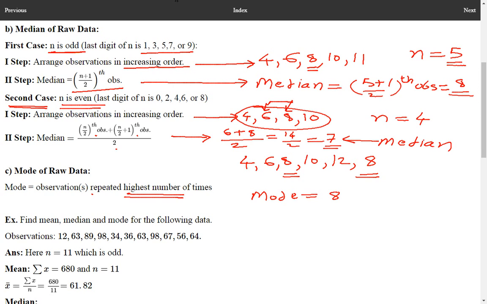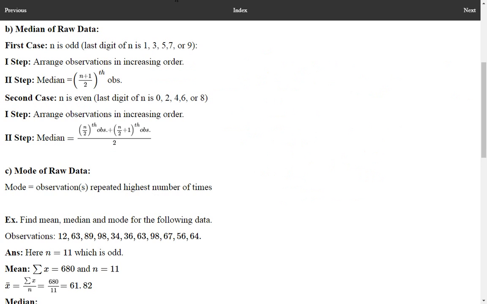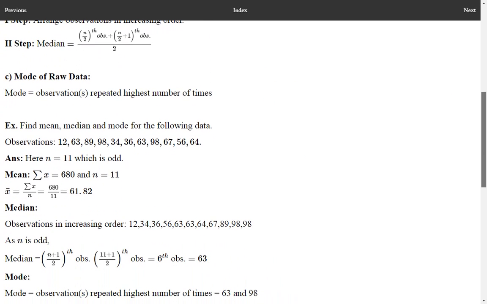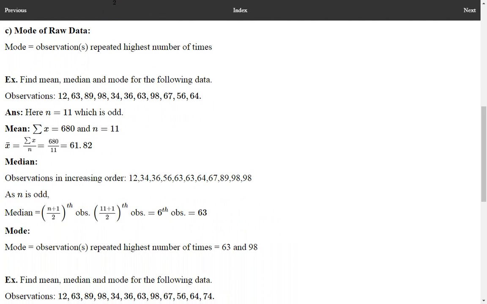Median is 7. Now we will see two examples of raw data in which we will find mean, median and mode. Consider the example. Find mean, median and mode for the data. Data is simply a list of observations.